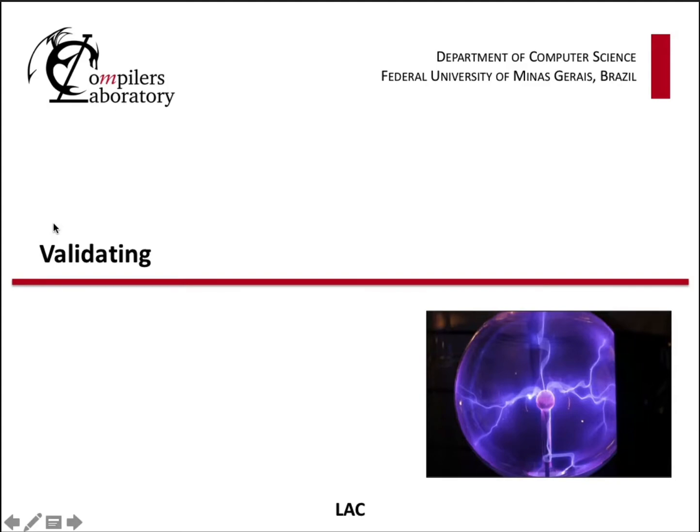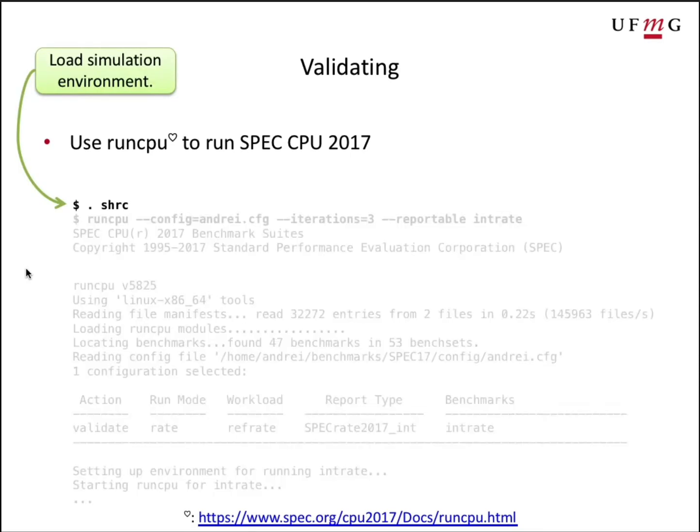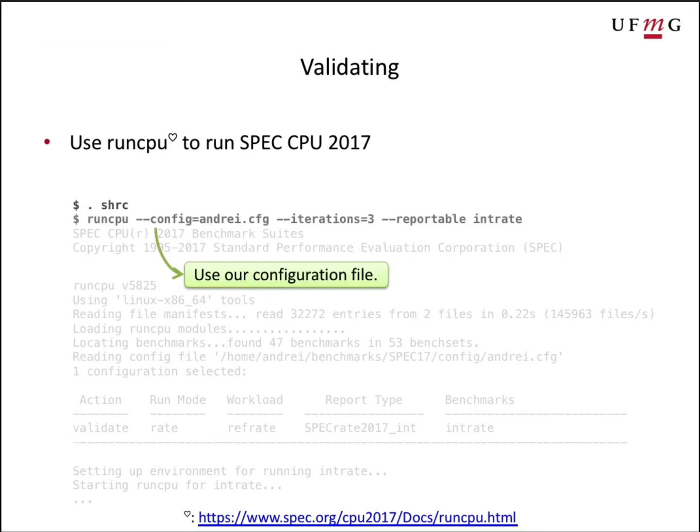So when we are validating, we need to first load an environment, how the stack will set up some variables, like shell variables and other setup configurations. So we need to load the simulation environment. We usually do it by loading this shrc config file. So just load it, and then we can run the CPU. So we will tell it, this is our configuration file that we just built.